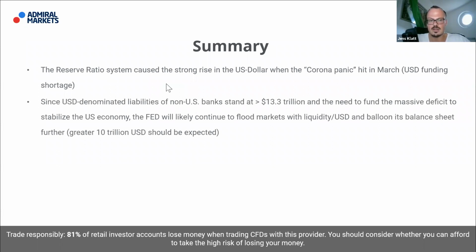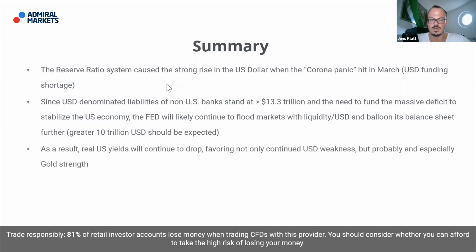And since USD denominated liabilities of non-US banks currently stand at around 13.3 trillion USD, and given the need to fund the massive deficits to stabilize the US economy, we should expect the Fed to continue to print more USD, potentially even increase their current QE program, flood markets with liquidity, and keep ballooning its balance sheet further. A good assumption here is to expect the ballooning to exceed 10 trillion USD rather sooner than later.